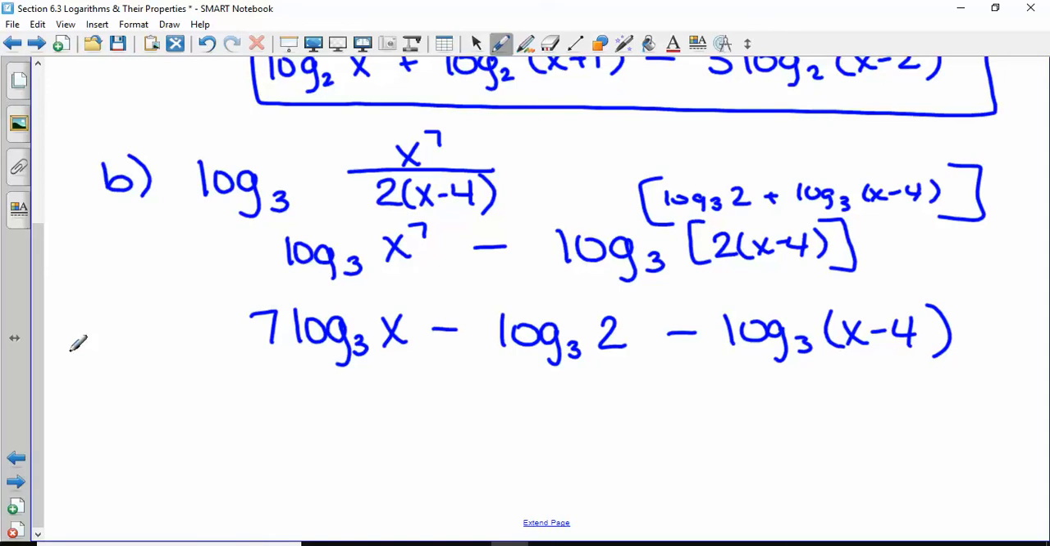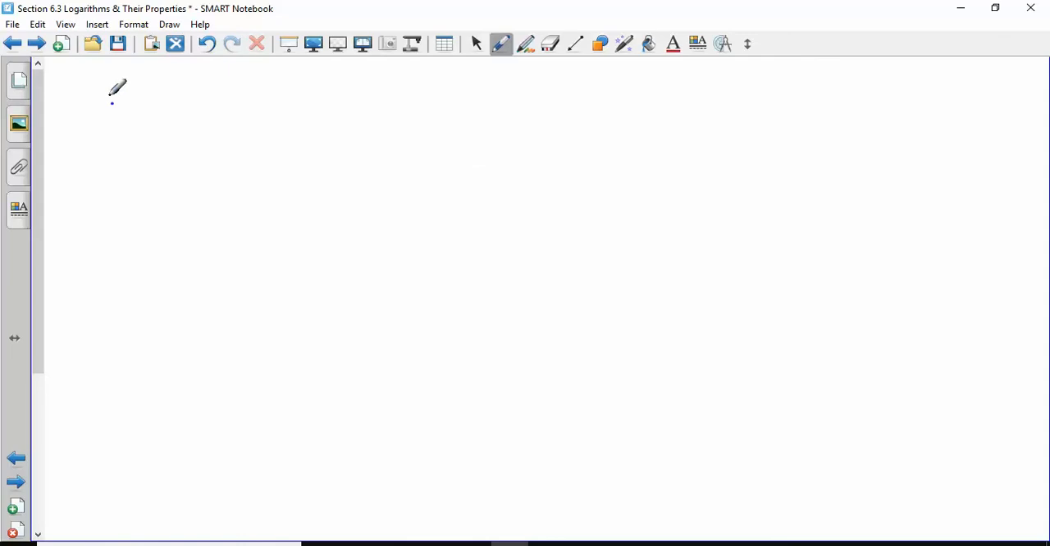Basically, anything that was on the top of your fraction should have a positive coefficient. Anything that was on the bottom should have a negative coefficient. Okay, and so you might end up subtracting off multiple things. Can we break apart the x minus 4? No, so we're done. All right. Are those okay? Yep. Let's do a couple more condensing ones.